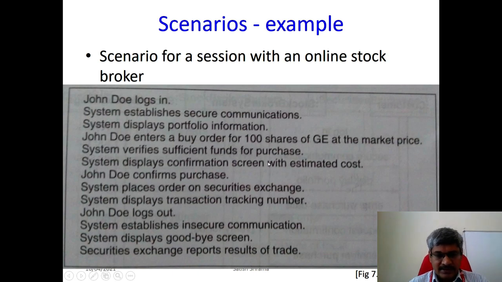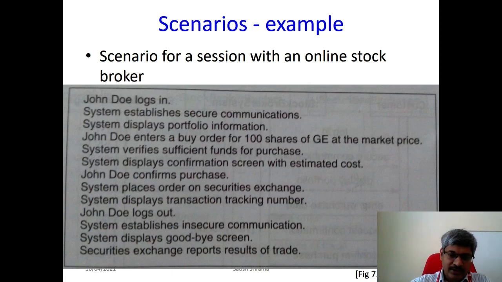The system displays a transaction tracking number for the user, and then the user logs out. So he logs in, performs all these steps, and then logs out. Then the system establishes an insecure communication. Originally, when he was logged in, it was a secure communication. Now it is a general, insecure communication. Then the system displays a goodbye screen. So the task is done.